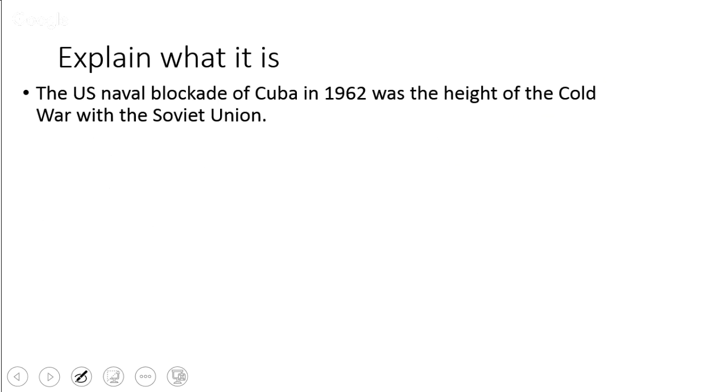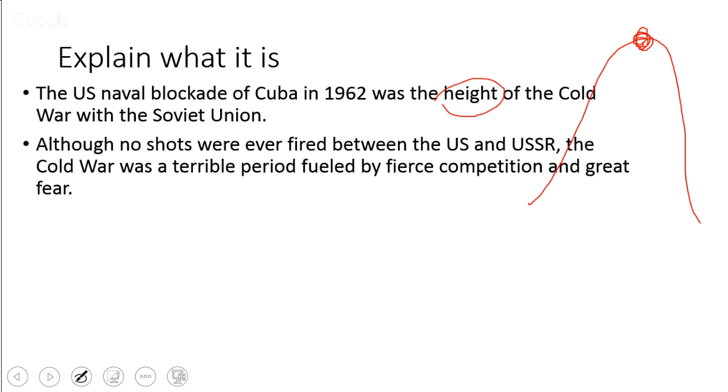Maybe you forgot. Let's talk about it. First of all, the U.S. naval blockade of Cuba in 1962 was the height of the Cold War with the Soviet Union. When I say height, it's like the climax. Although no shots were ever fired between the U.S. and the USSR, again, remember that means Soviet Union.